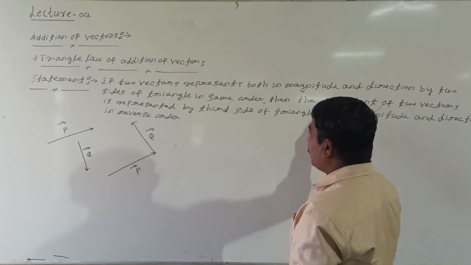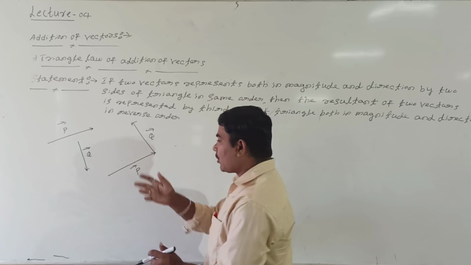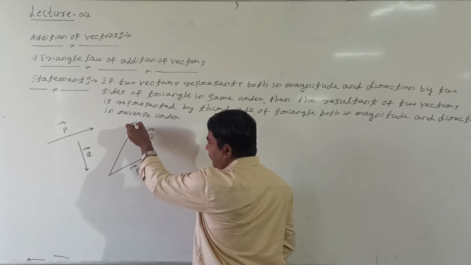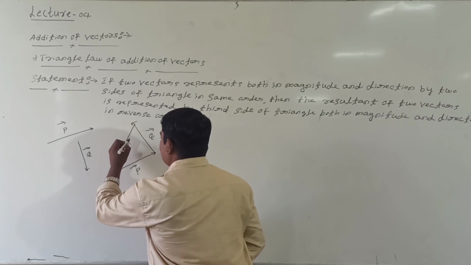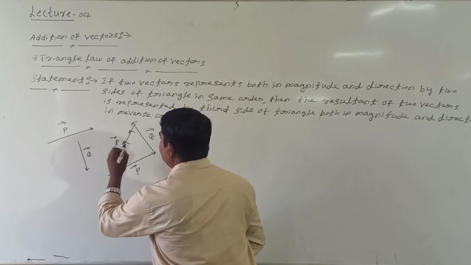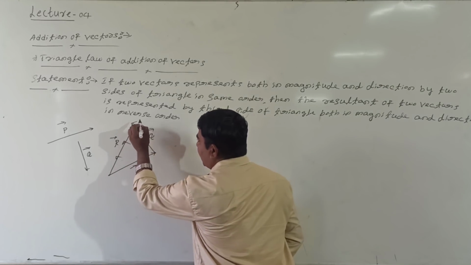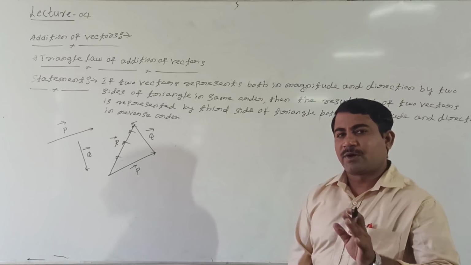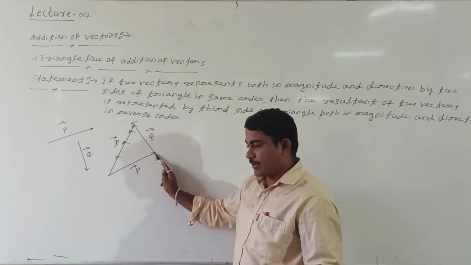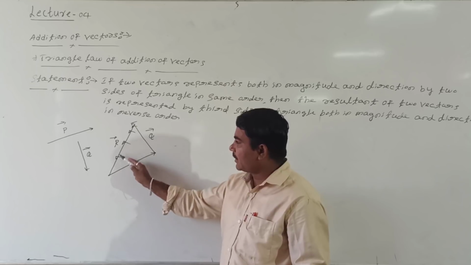Then the resultant of the two vectors is represented by the third side of the triangle in opposite order. Opposite order means that if you take the third side of the triangle like this, it is in reverse order. This I will call the R vector, in this direction. Tail is coinciding with tail, head is coinciding with head. This is the reverse order. So what are we taking? Two vectors represented by two sides of a triangle in the same order, and the resultant of the two vectors represented by the third side of the triangle in the reverse order.